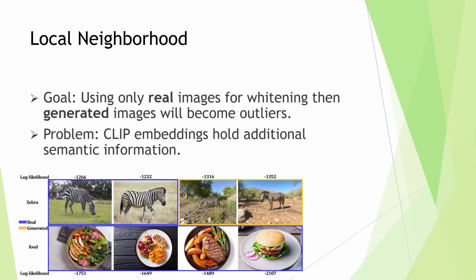For example, images of zebras and images of food naturally occupy very different regions in the embedding space, even when they are all real. This is illustrated in this figure, where the likelihood values of zebra images are lower than those of food, even if the zebra images are generated. However, the generated zebra images have lower likelihood scores than the real zebra images.